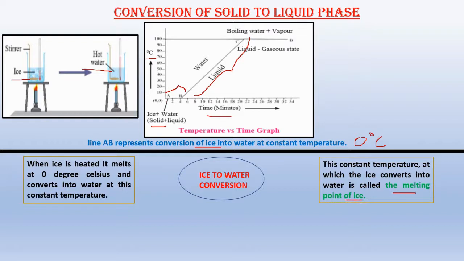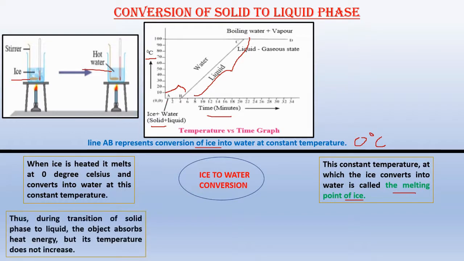Now students, this constant temperature, that is the 0 degree centigrade, is known as the melting point of ice. So at this point the ice melts into water and hence it is known as the melting point of ice. Thus, during transition of solid phase to liquid phase, that is conversion of ice to water, the object absorbs heat energy but its temperature doesn't decrease. What do we understand by this?